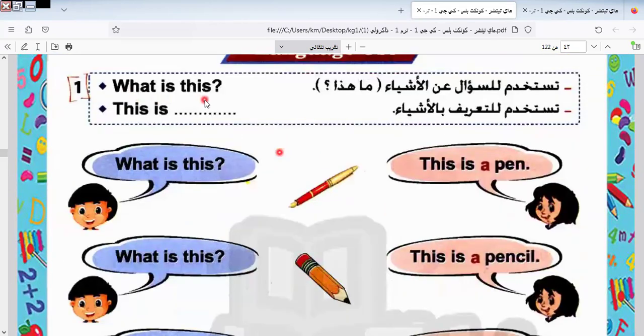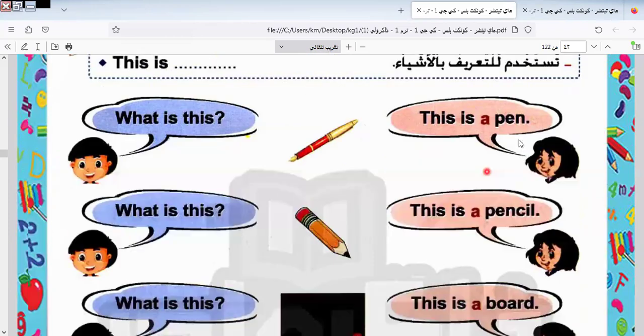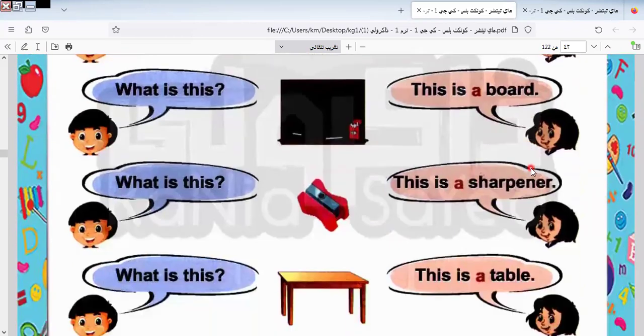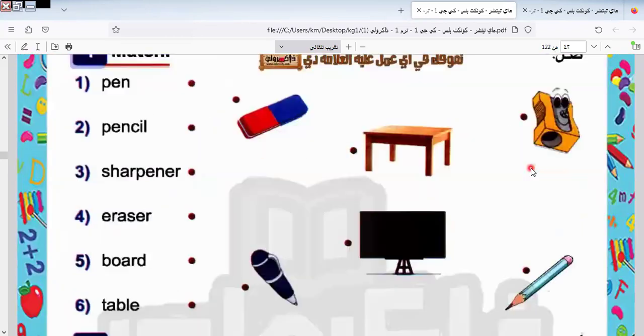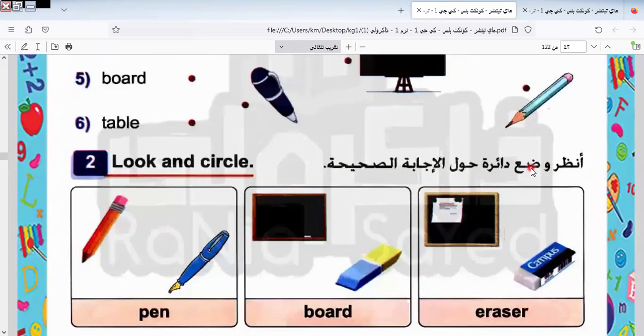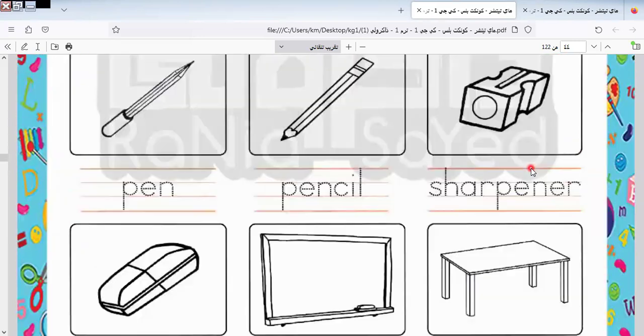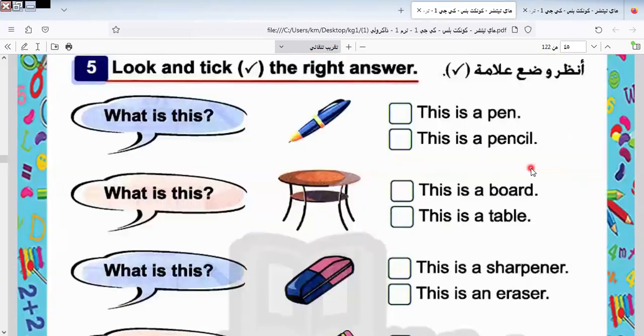We took what is this, and I think I explained this in Connect. We can return to Connect and see what I told you. It is used to talk about something. When you say this is a pen, this is a pencil, this is a board, and so on. Okay, this is lesson 1 that we took last class. Lesson 2, sorry.